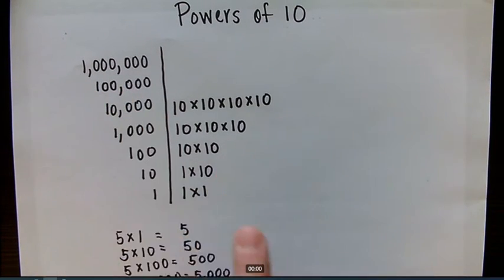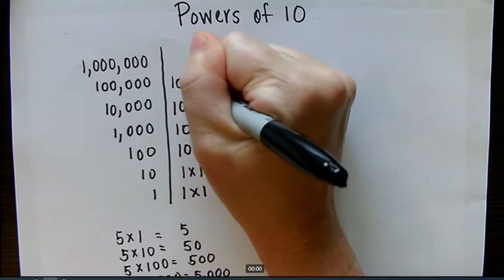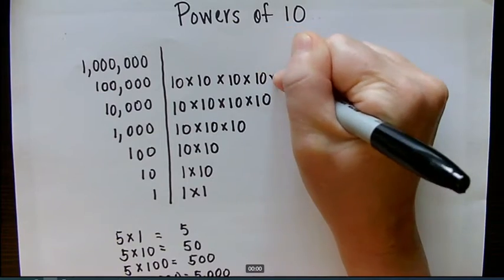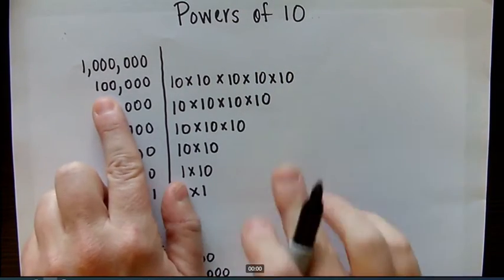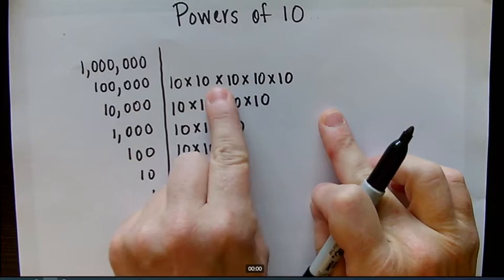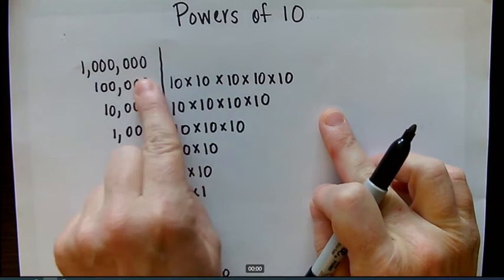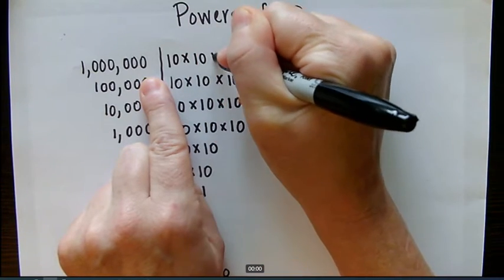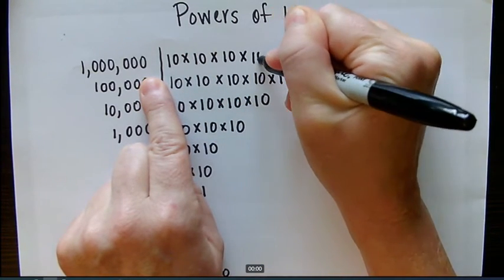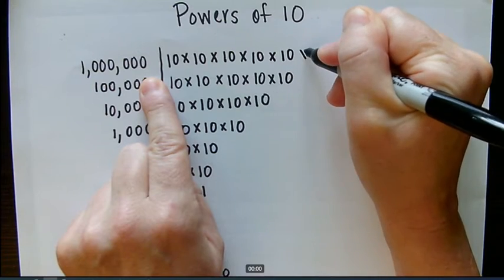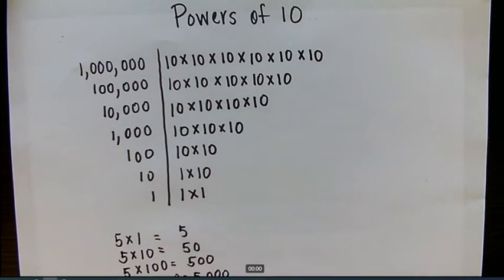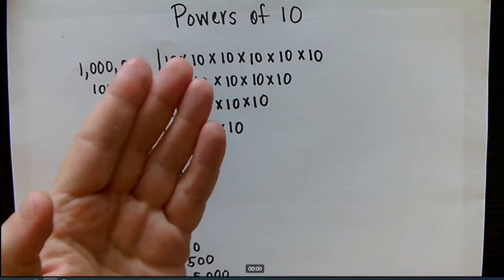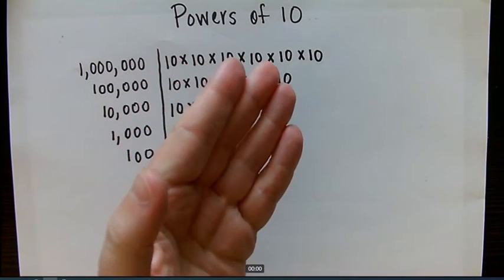Okay, so we're going to keep going here with the 100,000. 10 times 10 times 10 times 10 times one more 10. So that would be 100,000. I have 1, 2, 3, 4, 5 powers of 10. Last but not least, 1 million would be 6 powers of 10. All right, now, as you get into middle school, you start to work with exponents. Exponents are just a shorter way of writing 10 times 10 times 10 times 10 times 10 times 10.